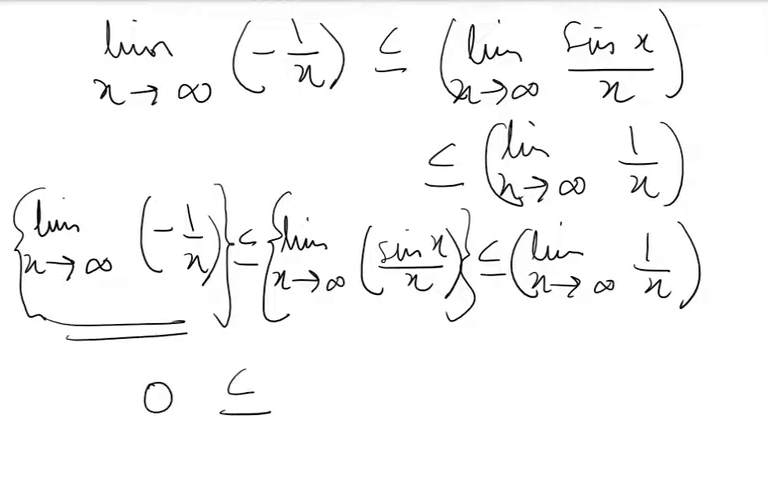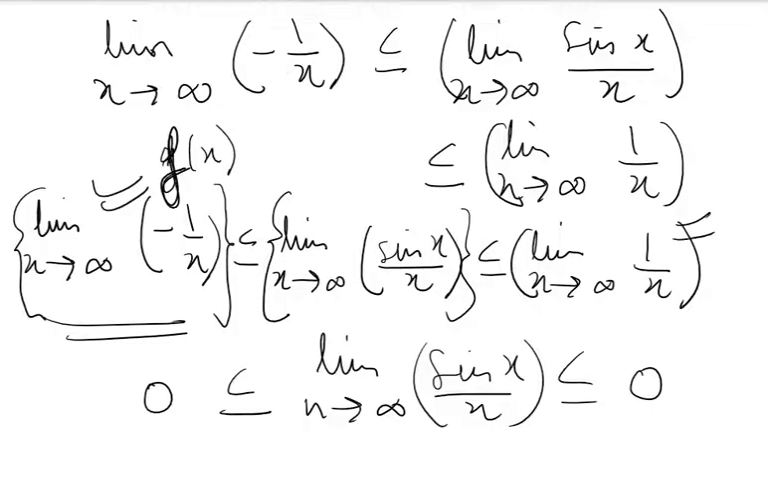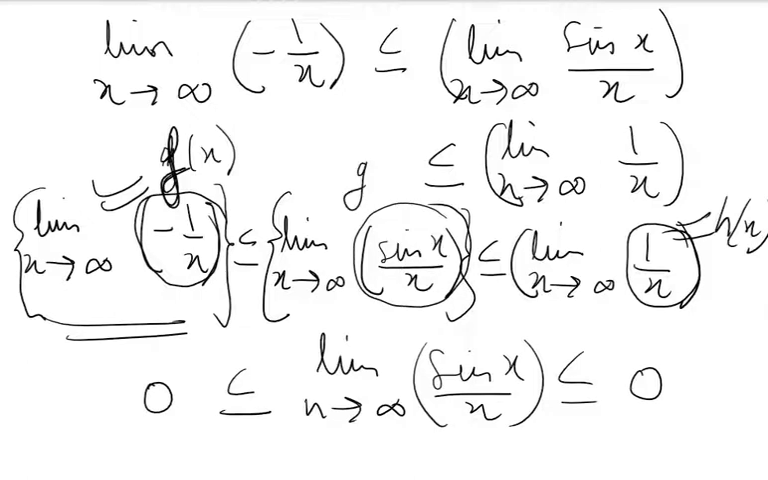This becomes 0, less than or equal to the limit as x tends to infinity of sine x by x, which is less than or equal to 0. So you see, if this function is taken as f of x, and this function is taken as h of x, then automatically this function becomes g of x. You can see f of x tends to 0, h of x also tends to 0, which implies that g of x will also tend to 0.